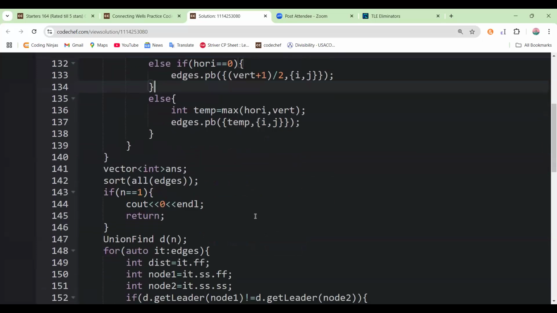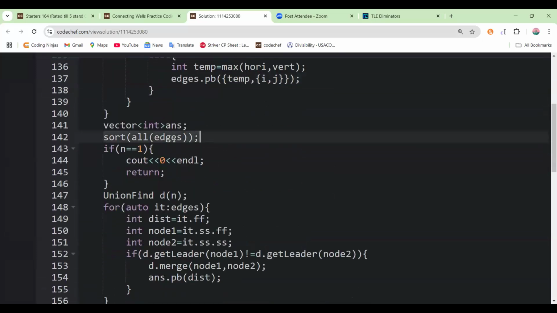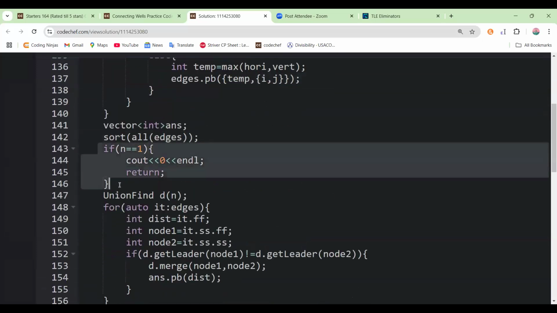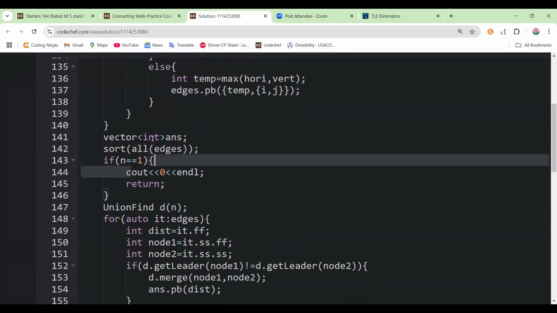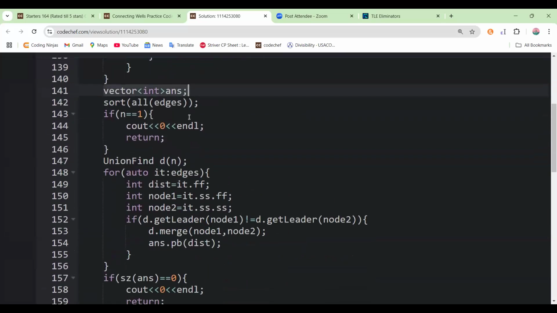Is this clear for everyone? Yes? Okay. Then what I am doing is sorting all the edges, and I handled the case of n equals 1 separately. If n is equal to 1, they are already connected, so I am simply printing 0. I constructed this vector answer, but this is somewhat not needed. Your answer will basically be the last edge that you are using. But I just used this answer while I was coding, so I will explain with this only. This answer vector basically contains the weights of all the edges that you are using.